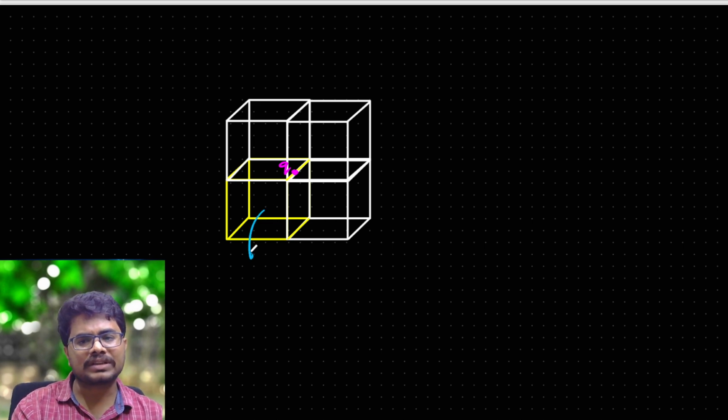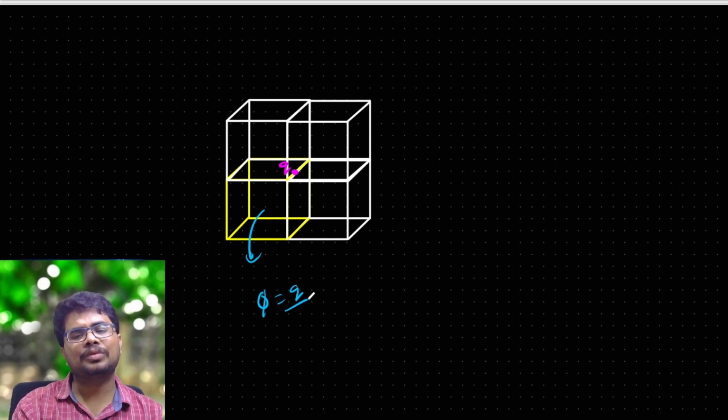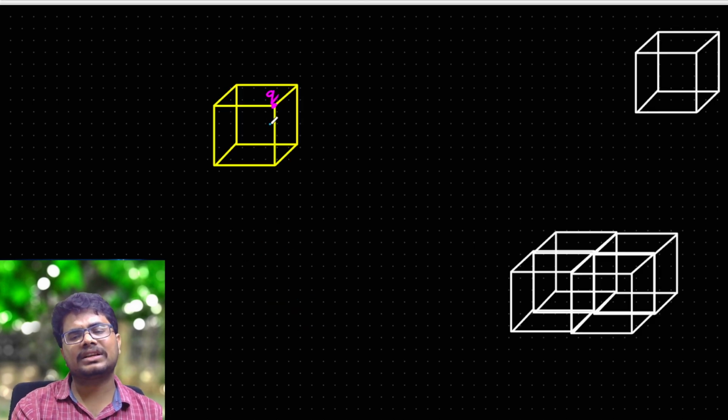Due to this one alone, the system is shared by 4 similar bodies. So the flux equals Q by 4 epsilon naught. It means if any charge is placed at the cube's edge, the flux equals Q by 4 epsilon naught. Fine.